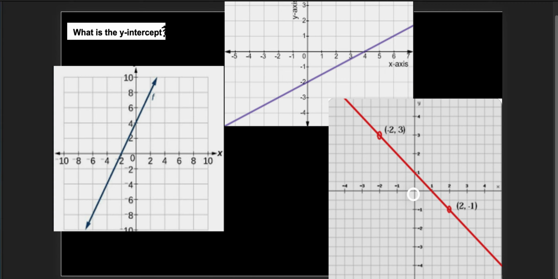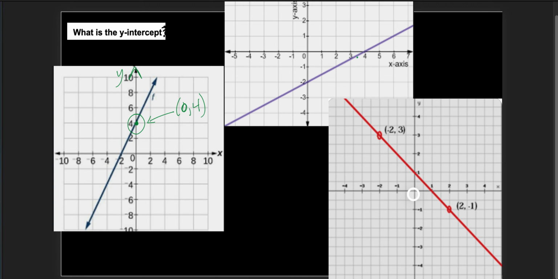Next thing we'll ask is, what is the y-intercept? And I just put the same 3 graphs there, so you could pause the video and see if you can guess what that means, the y-intercept for each of these. And so for this blue line, this is the y-axis, and the blue line crosses the y-axis right here at this point. And so that's the y-intercept, and that will be at (0, 4).